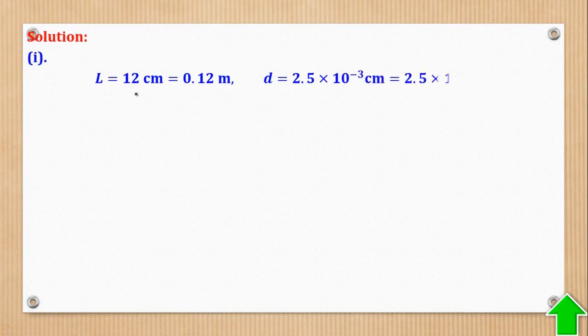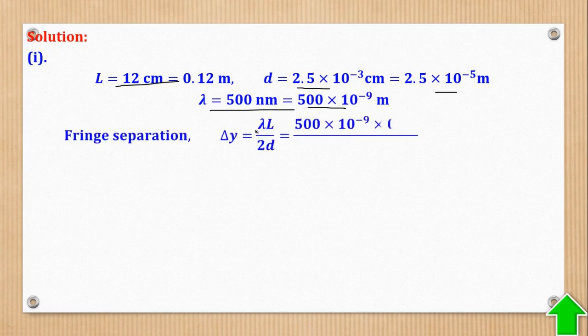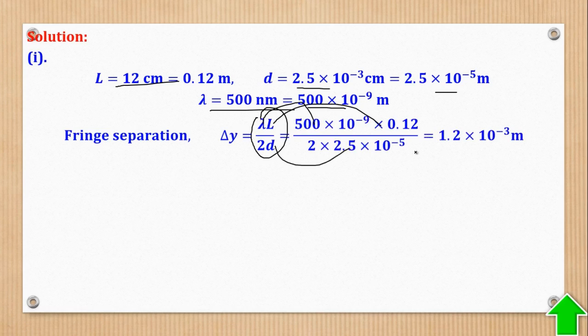So Roman 1, we know that capital L is 12 centimeters, small d is 2.5 exponent negative 3 centimeters, convert to meters. Then wavelength is in nanometers, convert to meters. Then for fringe separation, we saw that it's given by this formula, so we shall substitute for wavelength, capital L, and small d to come up with this as the fringe separation.